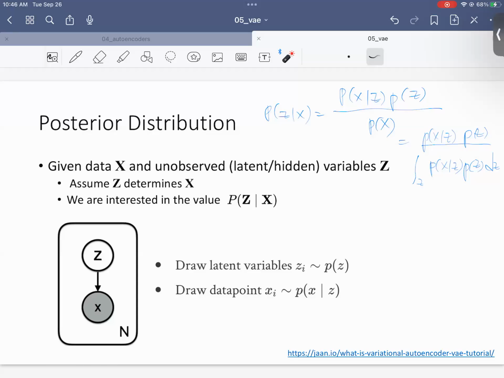If we're sticking to the news article example, then Z could be a multinomial. Z is like a topic, so P(Z) could be a multinomial distribution, something like that. And we assume that we have access to this likelihood function. Like if Z is fixed, then we know how X is generated.